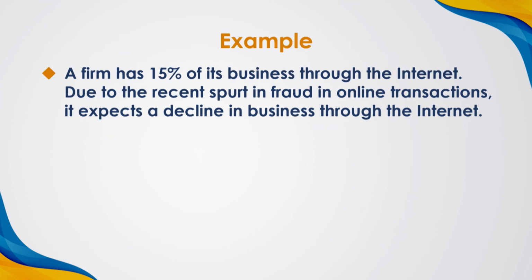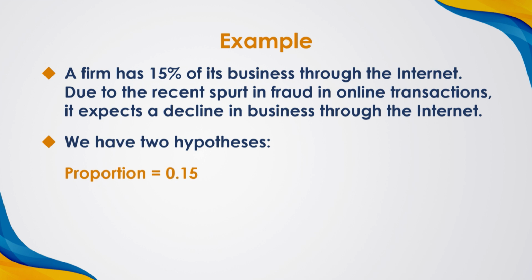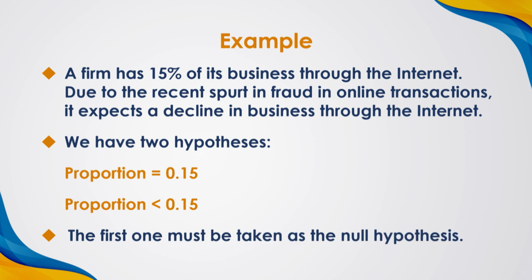Example: a firm has 15% of its business through the internet. Due to the recent spurt in fraud in online transactions, it expects a decline in business through the internet. We have two hypotheses: proportion is equal to 0.15, and proportion is less than 0.15. Please note that the firm has 15% of its business, so the current trend is proportion 0.15, but they suspect it goes down. So the second hypothesis is proportion less than 0.15. The first one must be taken as the null hypothesis.